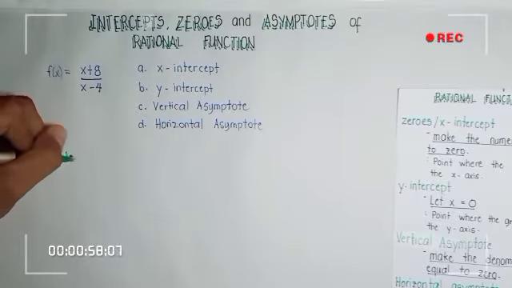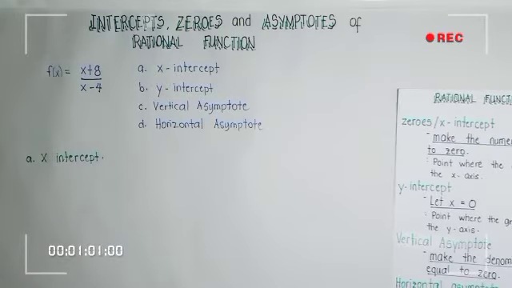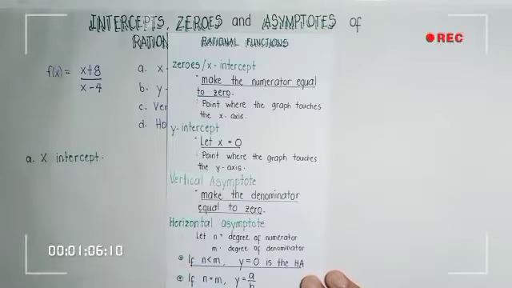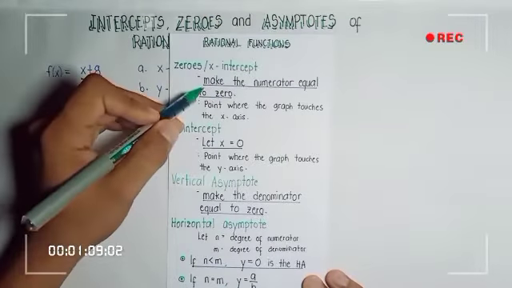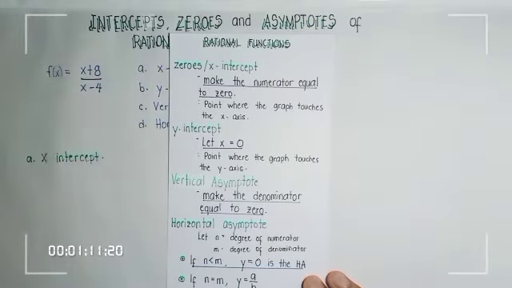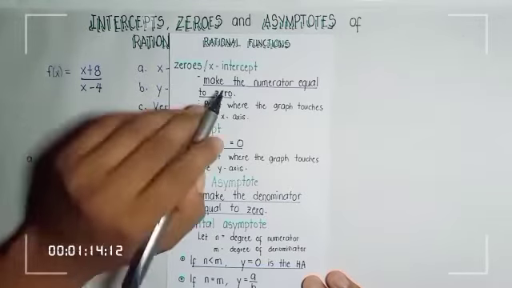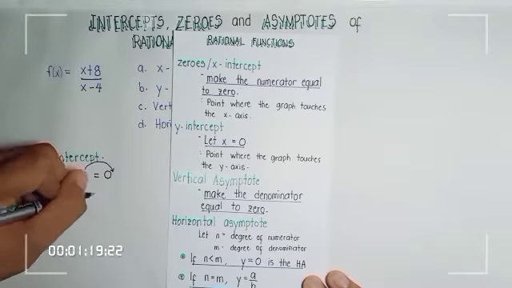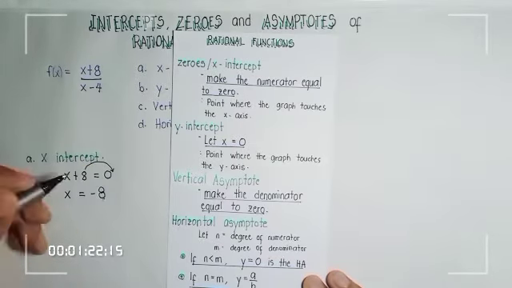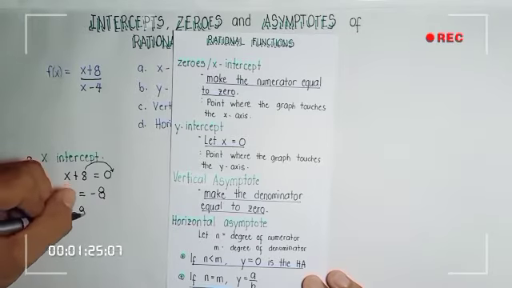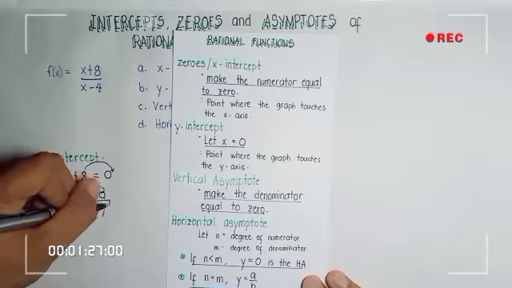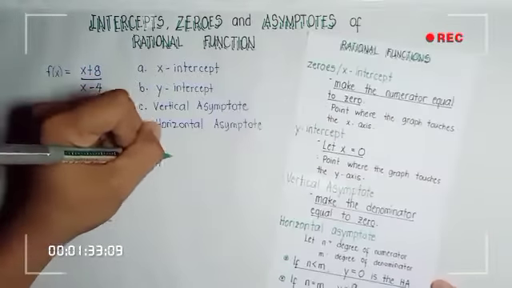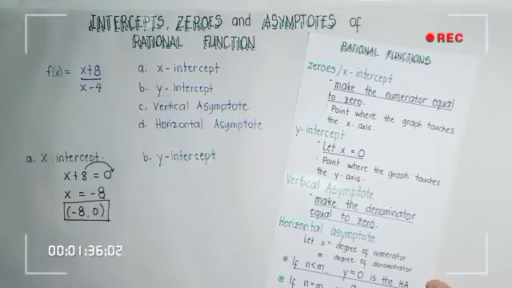For the x-intercept, let us make the numerator equal to 0. The numerator is x plus 8. We have x plus 8 equals 0. And we transpose positive 8, that becomes negative 8. Therefore, the x-intercept is the point negative 8 and 0. Remember that the x-intercept is the point where the graph touches the x-axis.